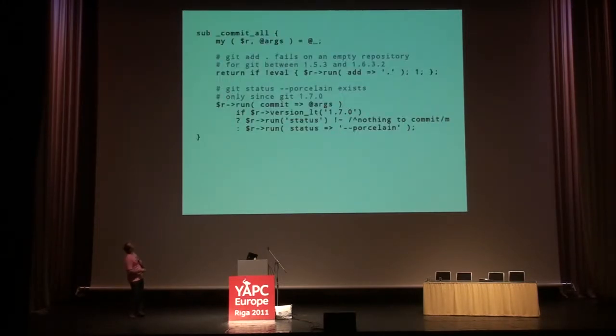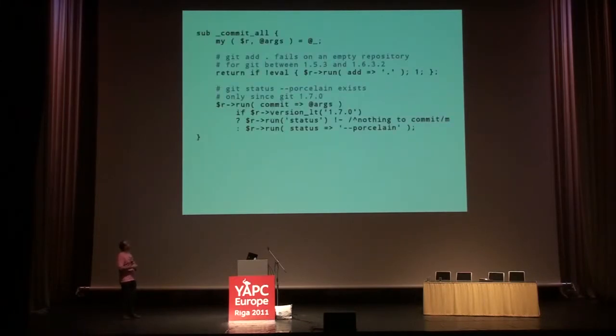So here's an example that you can read and I can't. I know that Git, because I test on 200 Git versions, I know that git add dot fails on an empty repository between 1.5.3 and 1.6.3.2, which means I have to wrap this in an eval block, just in case I would be running one of those. And I also know that git status actually has a Porcelain option, which means it's going to be giving me machine-readable output that I know won't change in the future.